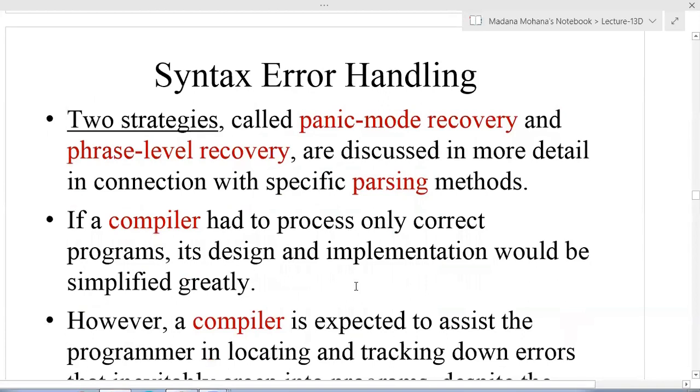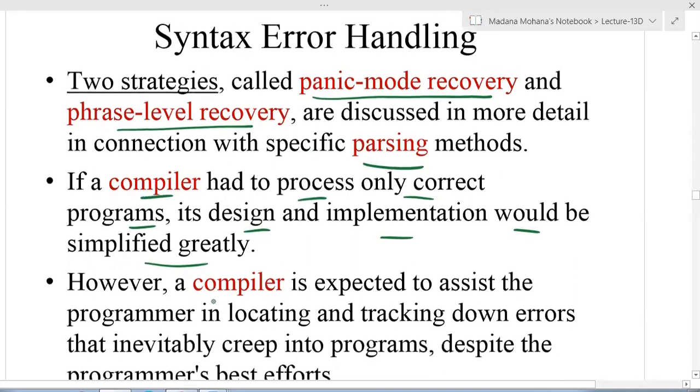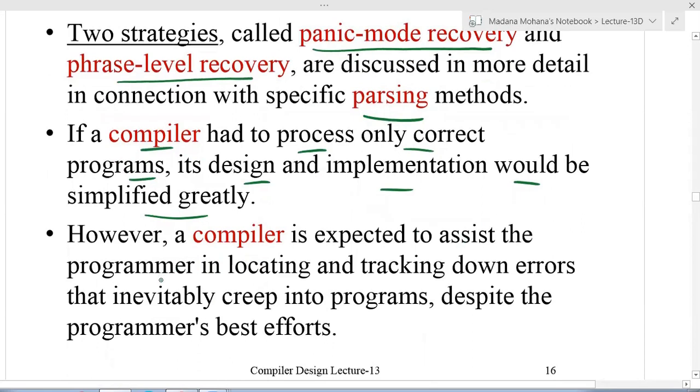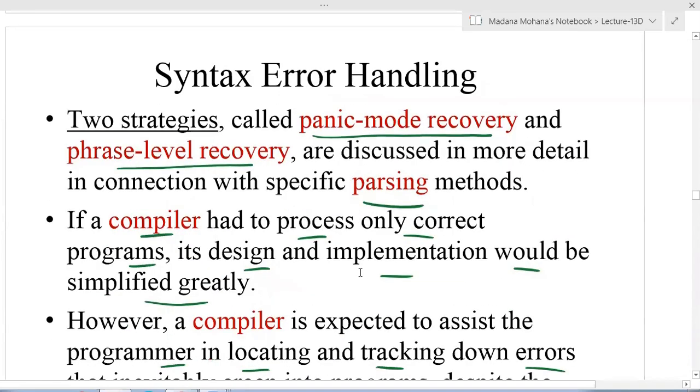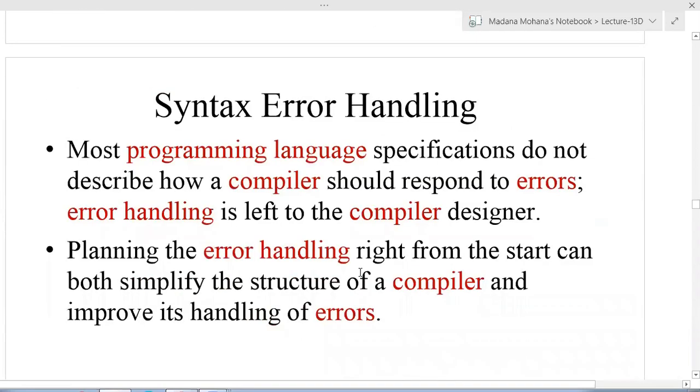Then coming to syntax error handling. During syntax analysis or parsing, the parser encounters errors which are called syntax errors. Here there are two strategies called panic mode recovery and phrase level recovery, which are discussed in more detail in connection with specific parsing methods. If a compiler had to process only correct programs, its design and implementation would be simplified greatly. However, a compiler is expected to assist the programmer in locating and tracking down errors that inevitably creep into programs, despite the programmer's best efforts. So whenever errors are encountered, how do we handle them? Using the two mechanisms, panic mode recovery and phrase level recovery. Some other techniques also exist.